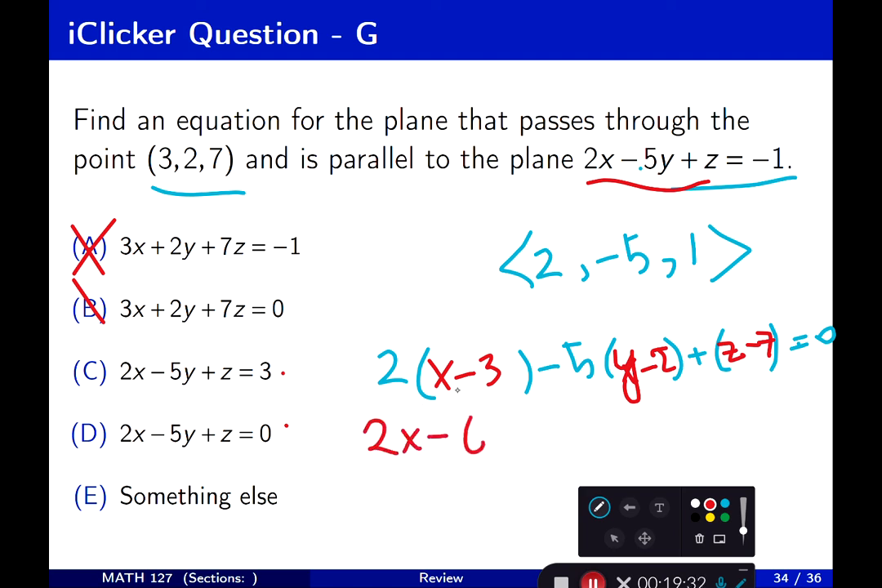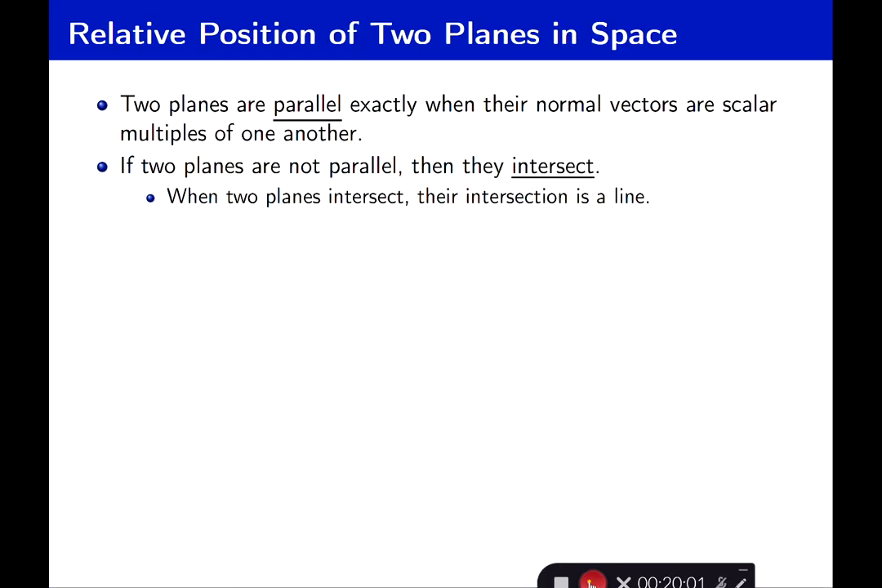So 2x minus 6 minus 5y plus 10 plus z minus 7 equals 0. And that gives me 2x minus 5y plus z is equal to 10 minus 13, I'm sorry, 13 minus 10, which is 3, and C is the answer.